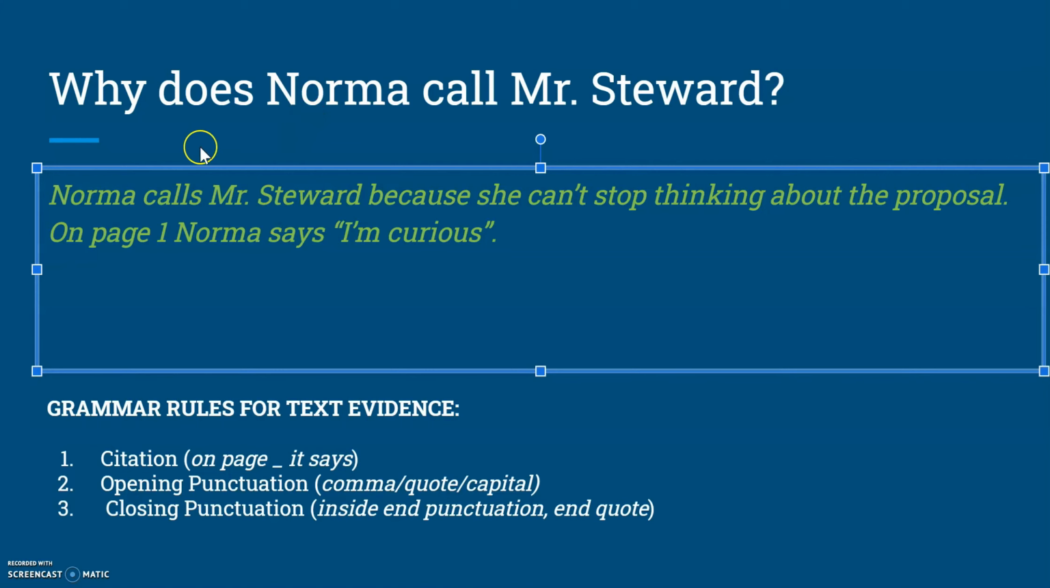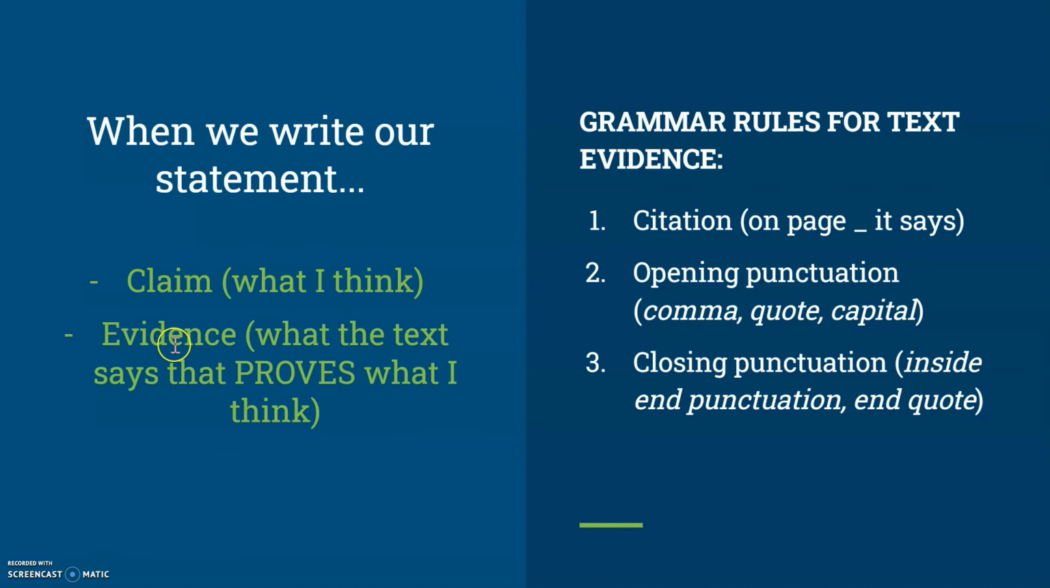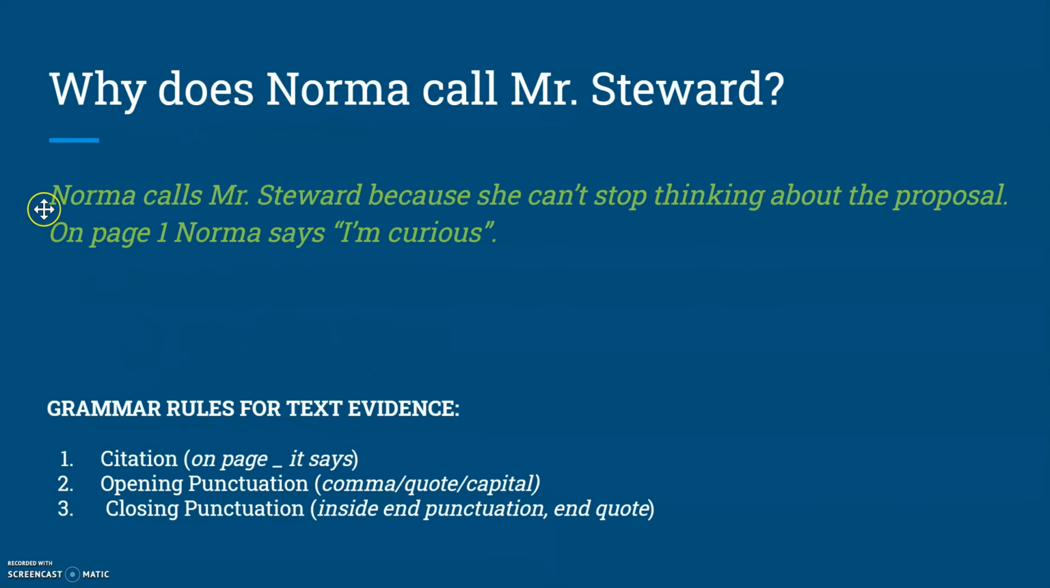So now that we've gotten our statement down, we can ask, does it have the claim and does it have evidence? Our claim, of course, is Norma calls Mr. Stewart because she can't stop thinking about the proposal. Her action, what she's doing, is that she calls Mr. Stewart. She's thinking about the proposal. And the text evidence, of course, with our citation, our opening punctuation, and our closing punctuation, is "I'm curious," which is basically what she is currently feeling.